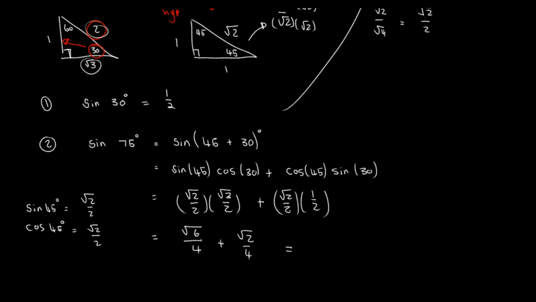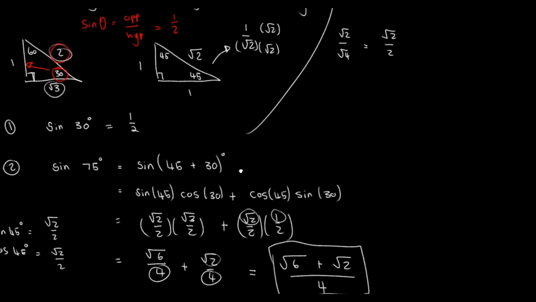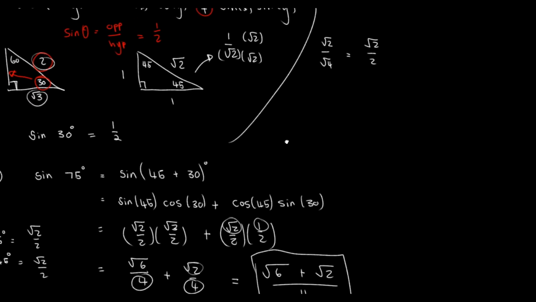And now since I have the same denominator, I can join this up into one fraction over 4. Where did I get the square root 2 from? I got the square root 2 from saying square root 2 multiplied by 1 is square root 2. And this will be my final answer. Usually these types of questions are asked for you to solve without a calculator, so just keep that in mind.